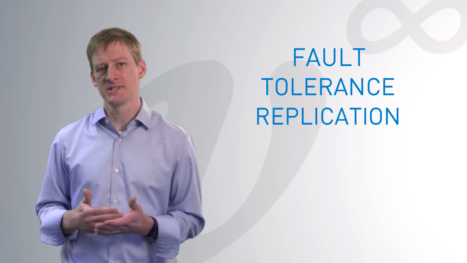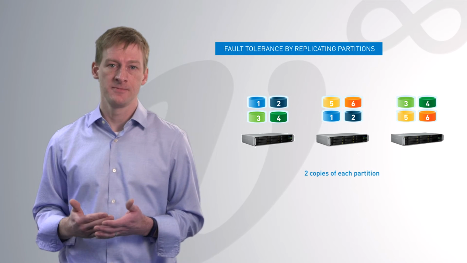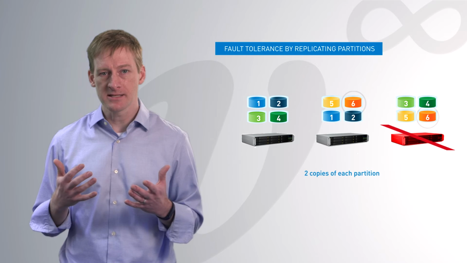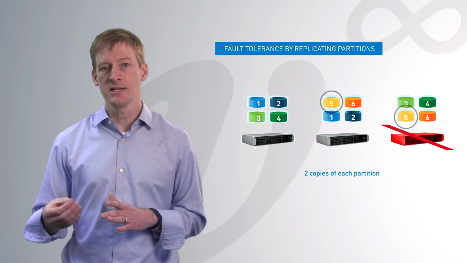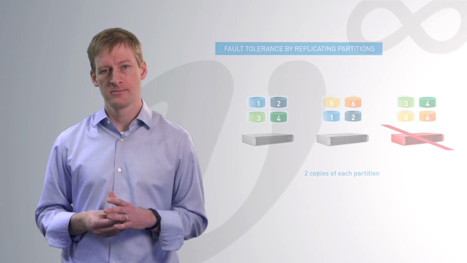How is fault tolerance implemented? By replicating partitions onto multiple servers. This means if a server in the cluster fails, the database has another copy of the necessary data in a separate server and continues operation in a transparent, fault-tolerant fashion.